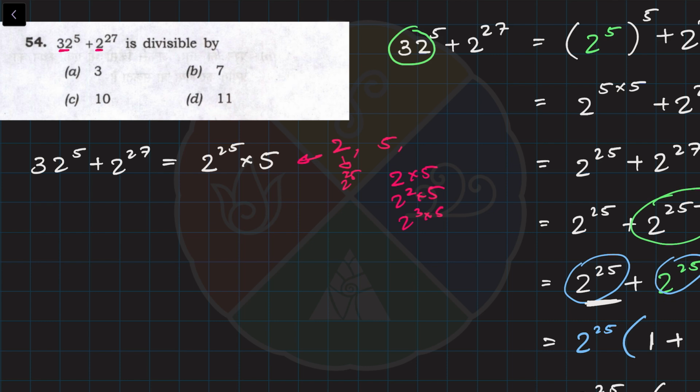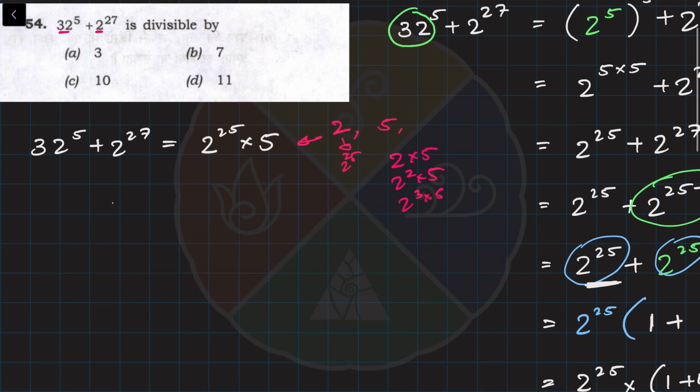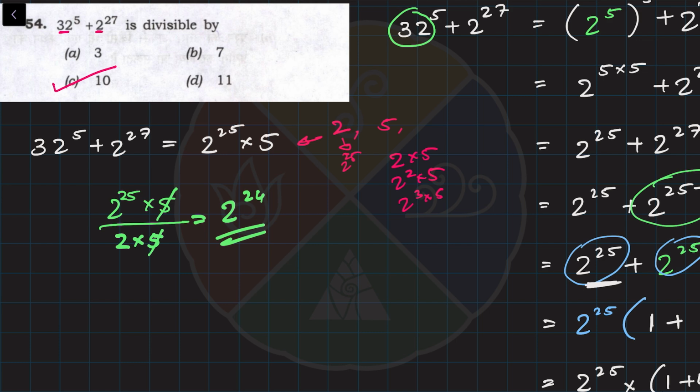So if I take this number, 2 raised to 25 into 5, divided by 10. What is 10? 10 is nothing but 2 into 5. 5 is divisible, and 2 raised to 25 by 2 will become 2 raised to 24. So it is divisible. Therefore, the answer is option C.